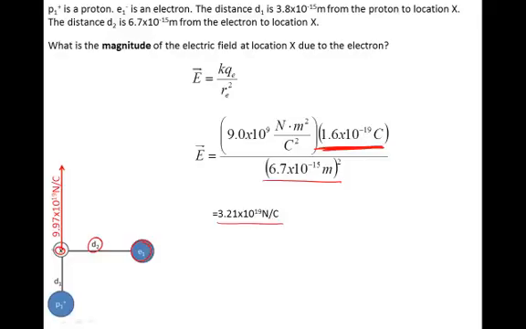Now, at location X, once again, we assume that there's a positive test charge there. The electron will attract it and produce an electric field pointing towards the electron because, again, it's attracting it. It's attracting this imaginary positive test charge at location X.